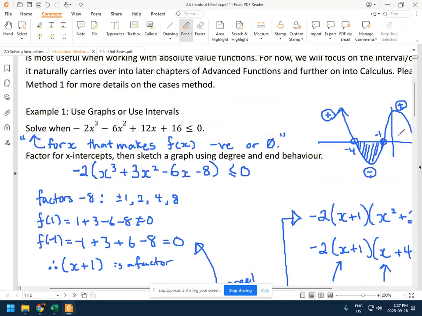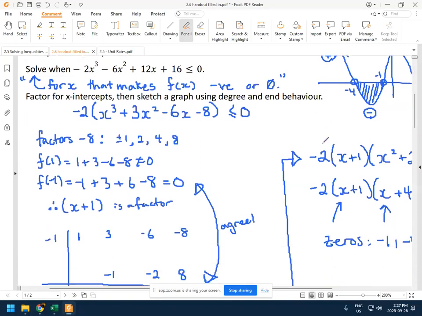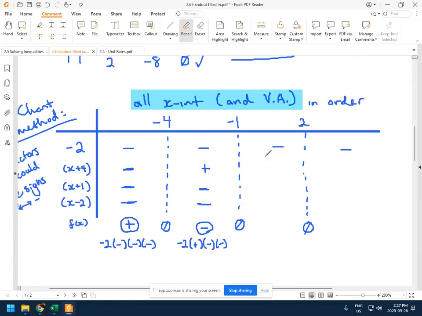So what do you expect? If I choose, let's say, x equals 0, positive or negative? It should be positive. Let's go. A number between -1 and 2, I think the easiest number is a 0. -2 is always negative. 0 plus 4? 0 plus 1? 0 minus 2. So -2 times positive times negative. Positive. So yeah, it matches.